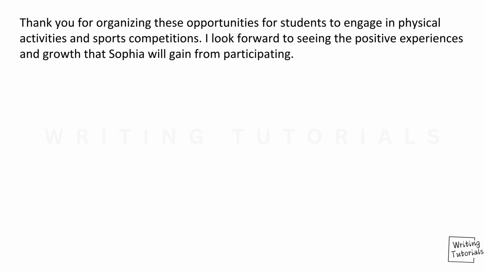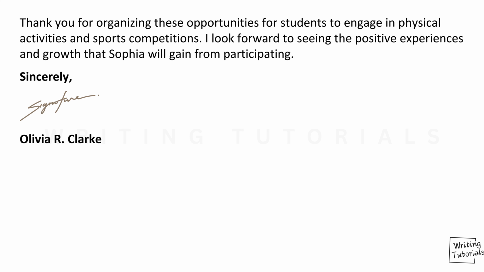Now, we come to the closing line and signature block. A simple sincerely or kind regards works well for this type of formal letter. After the closing, leave a space for your signature, which you would include if you were submitting a printed version. Underneath, type your full name to clarify the letter's sender, especially in case your signature is hard to read. Adding a printed name below keeps everything clear and professional.